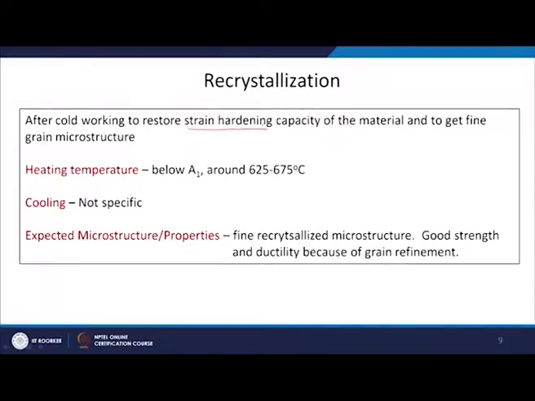Heating temperature is below A1, around 625 to 675 degrees Celsius for plain carbon steel. Expected microstructure is a fine recrystallized microstructure, with good strength and ductility because of grain refinement. All these things we will see when we discuss mechanical properties, why we get very good ductility and good strength when we have grain refinement. This particular term, strain hardening capacity of the material, you will also understand when we discuss mechanical properties, and to get a fine grain microstructure. So, this is another type of heat treatment given to materials.